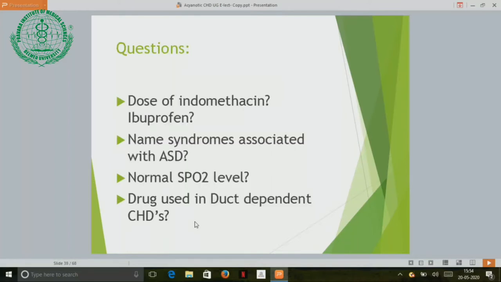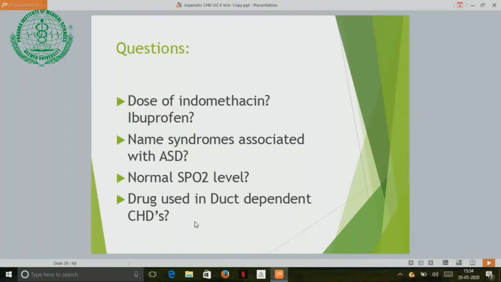So a few questions. What are the doses of indomethacin and ibuprofen which are used in the treatment of patent ductus arteriosus? The dose of indomethacin is 0.2 mg per kg as a single first dose on the first day, and on the second and third day we give 0.1 mg per kg with infusion. Ibuprofen can be given orally. Dose is 10 mg per kg on the first day, and on the second and third day 5 mg per kg per day.